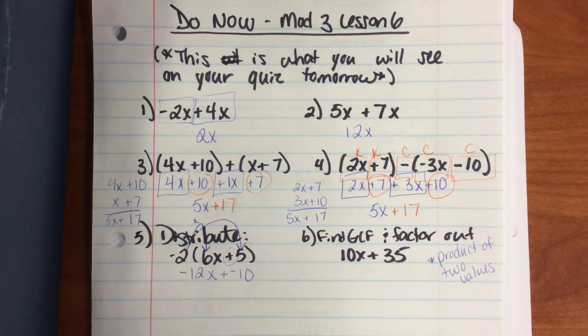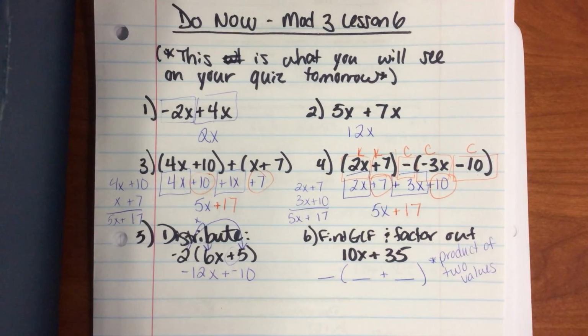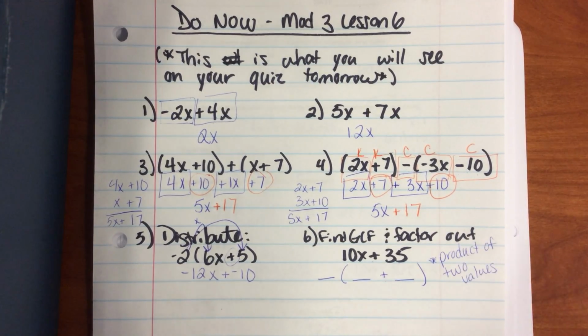Okay, that means the same thing. It means we're going to have a blank. It's going to look something along the lines of this. I have a plus here because there's a plus here. So this is where I want to find my factors of 10 and 35.